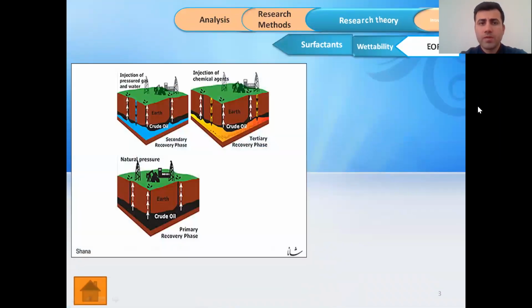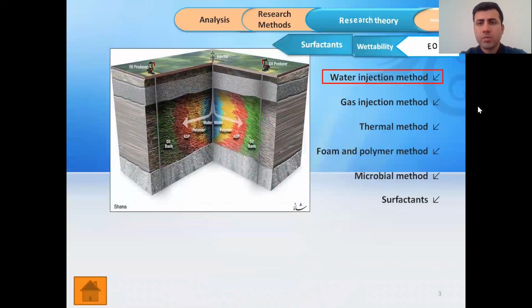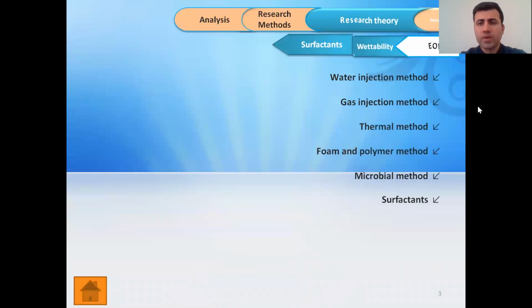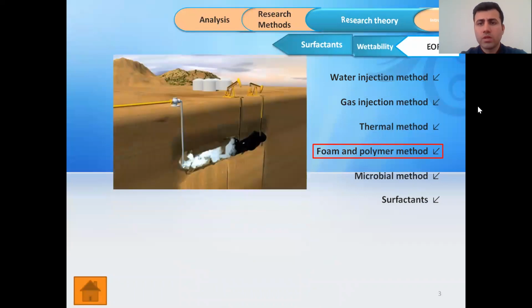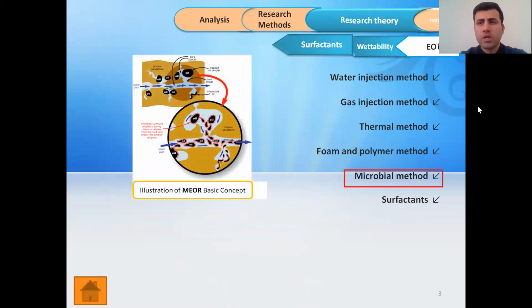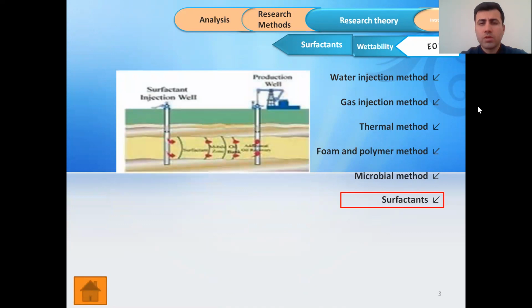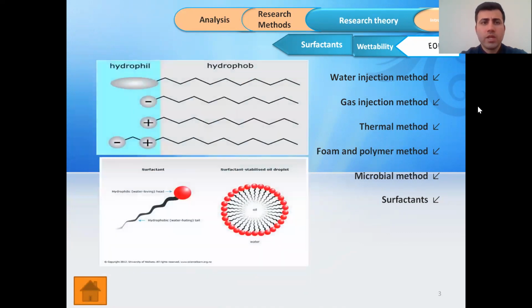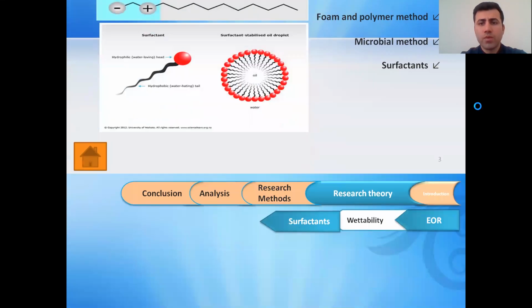In oil recovery, there are three methods: primary, secondary, and tertiary. In the secondary method, one of the methods is surfactant. Surfactants include anionic, non-ionic, cationic, and amphoteric. The head of the surfactant is hydrophilic and the tail is hydrophobic.